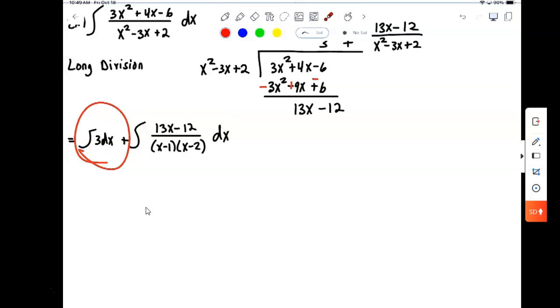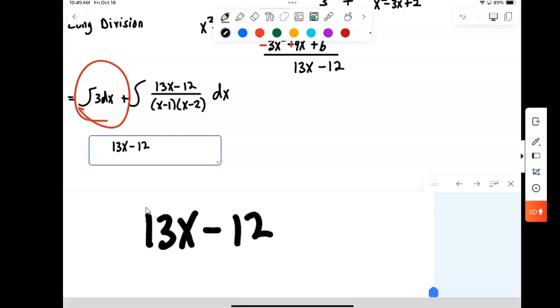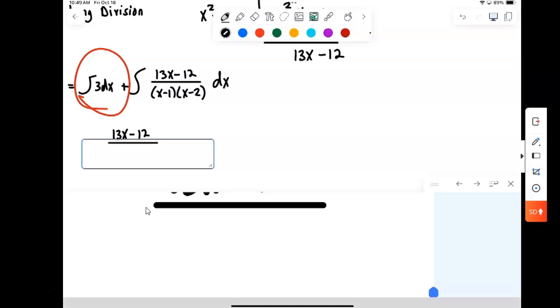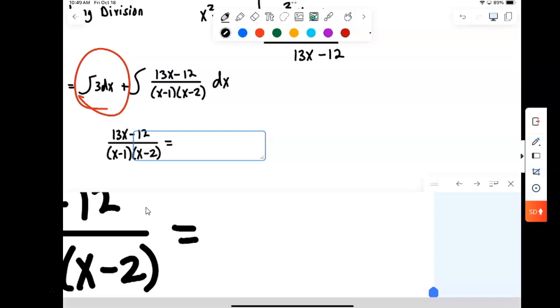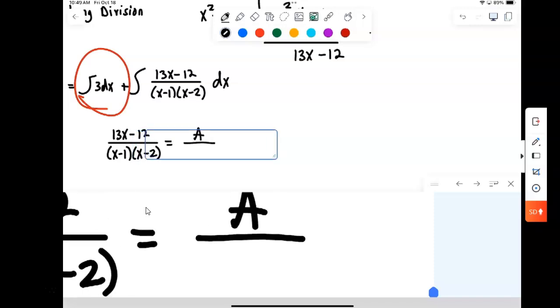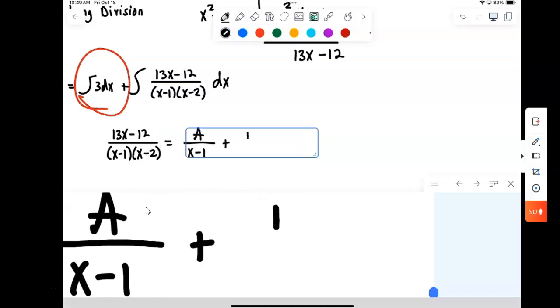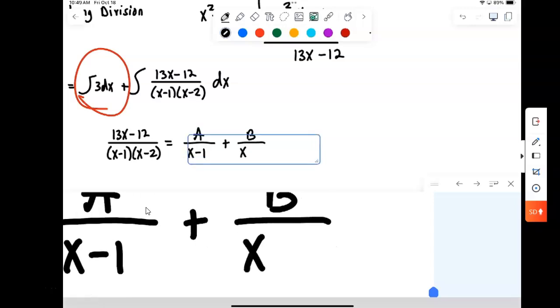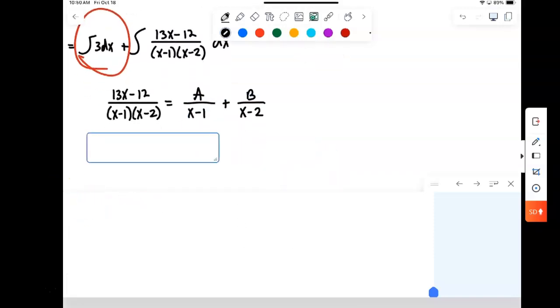13x minus 12 over all that stuff. So we do our decomposition. 13x minus 12 over x minus 1 times x minus 2. So those are both linear factors, which is good. A over x minus 1 plus B over x minus 2. And then we continue our decomposition process. Now solving. So multiply by our common denominator.